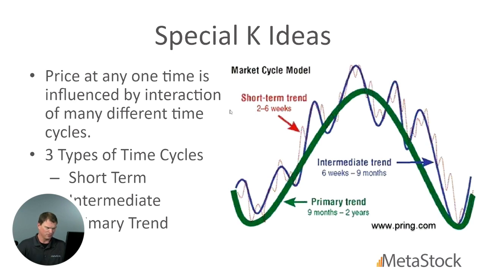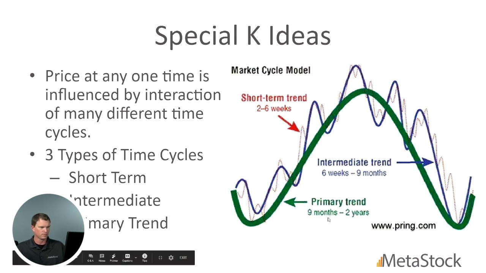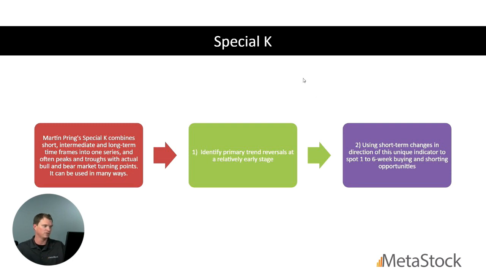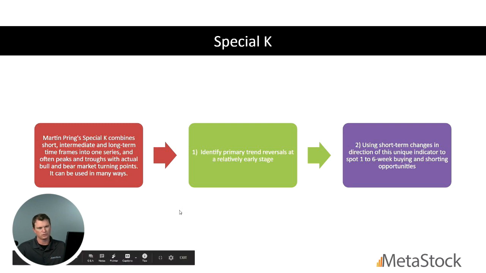What he basically identifies is another type of cycle analysis, where price at any one time is going to be influenced by the interaction of many different time cycles. And when I say time cycles, I don't mean like 5-minute chart, daily chart, weekly chart, just different cycles in the market. So he's combined all of it into one. He looks at the primary trend for reversals at a relatively early stage in the market, but he combines the intermediate, the short, and the long-term frames into one series. And he uses the short term for change in direction, and the indicator usually spots things within about 1 to 2 weeks of buying or shorting opportunities.